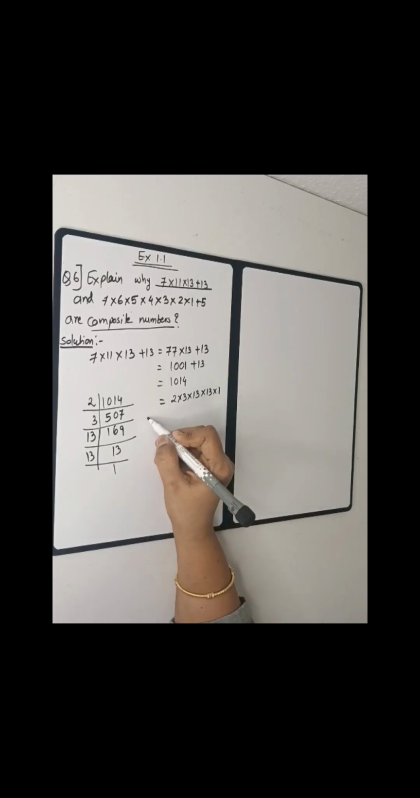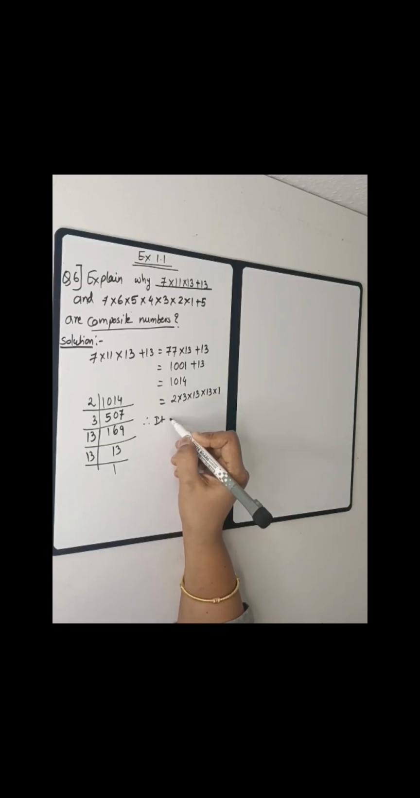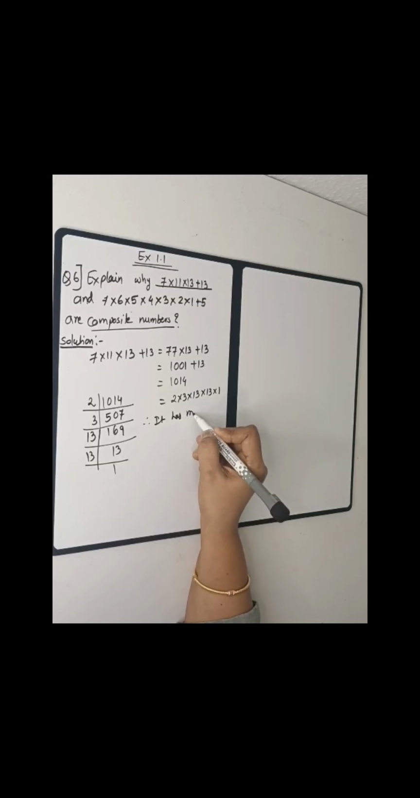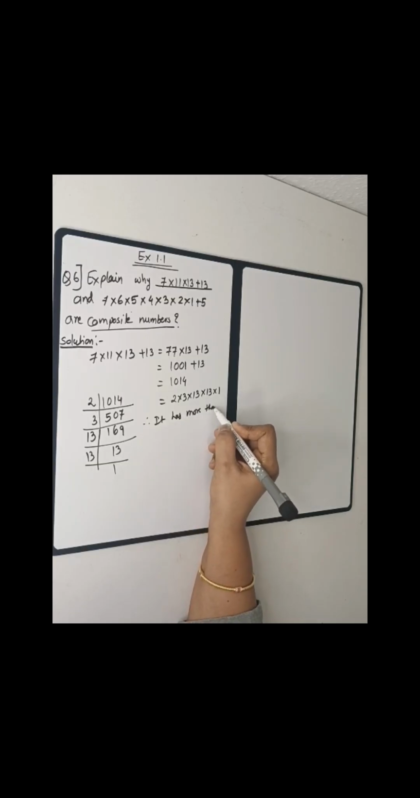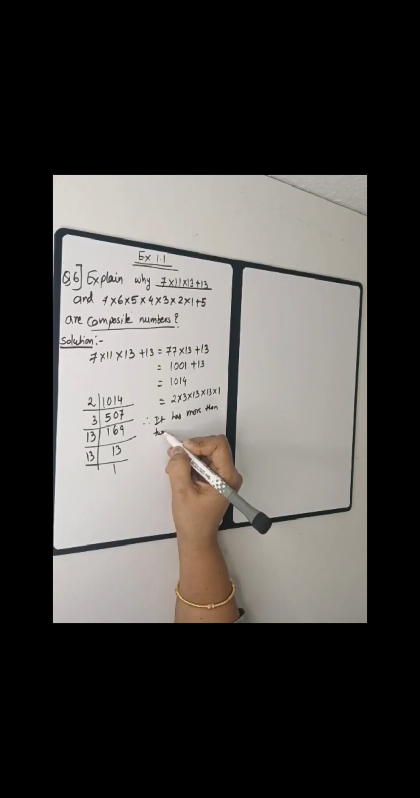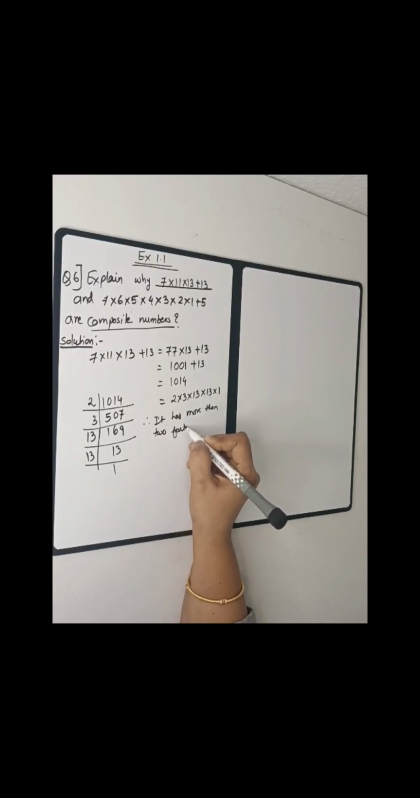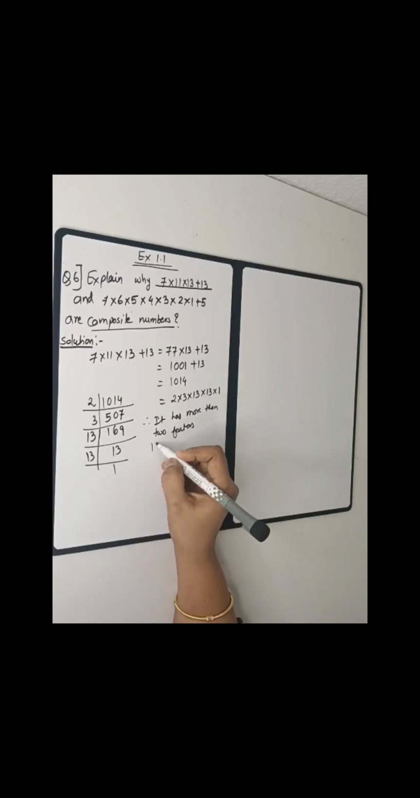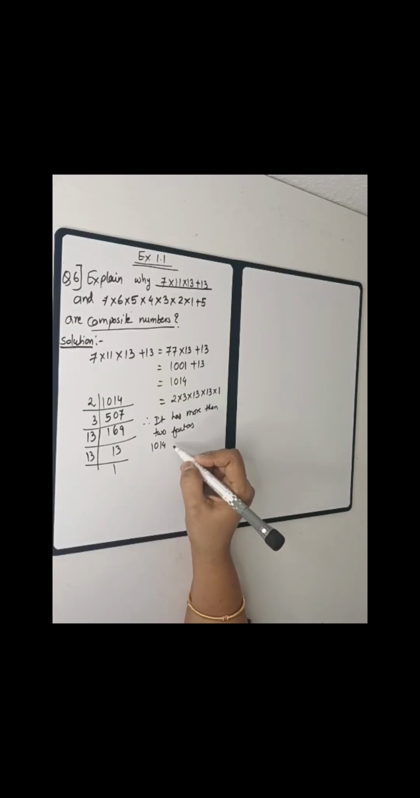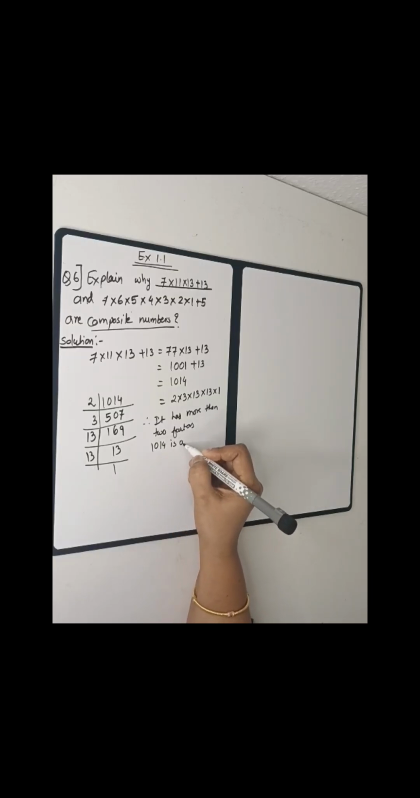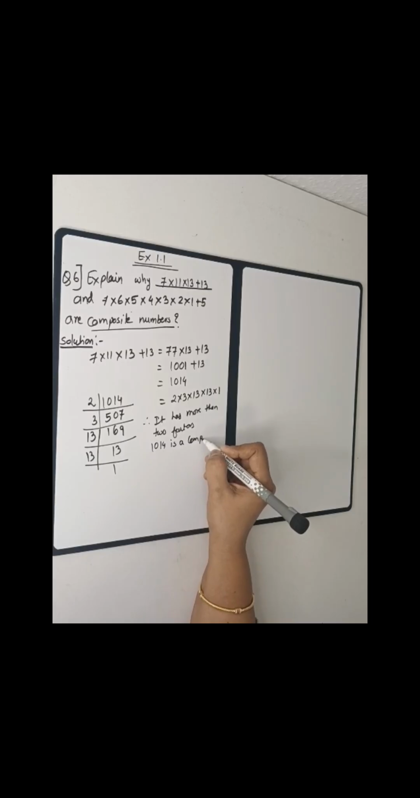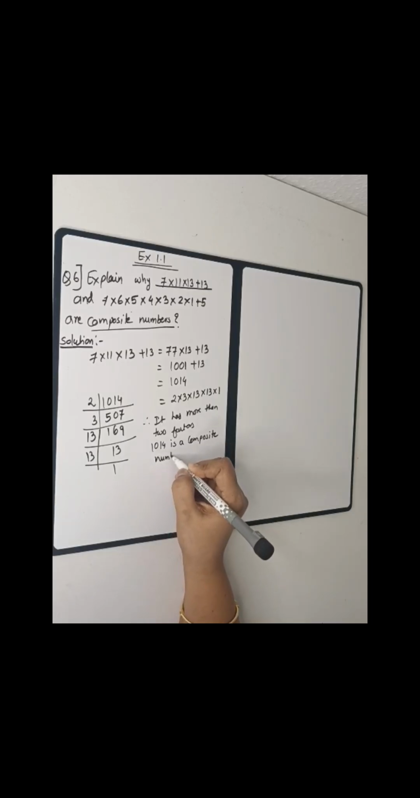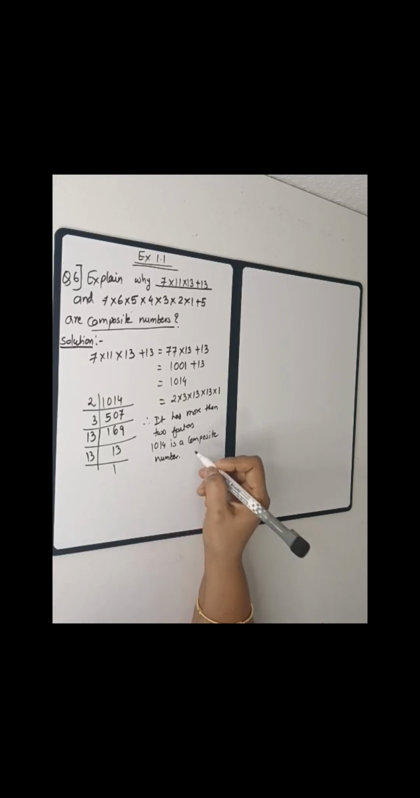Since it has more than two factors, 1014 is a composite number. Okay, let us do the next calculation.